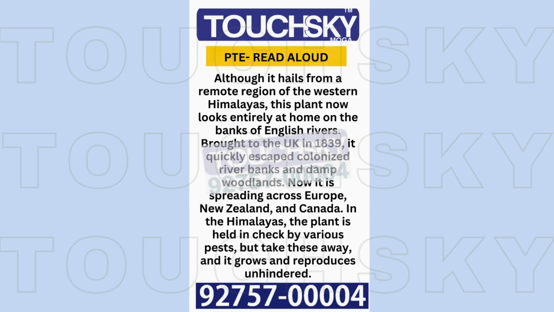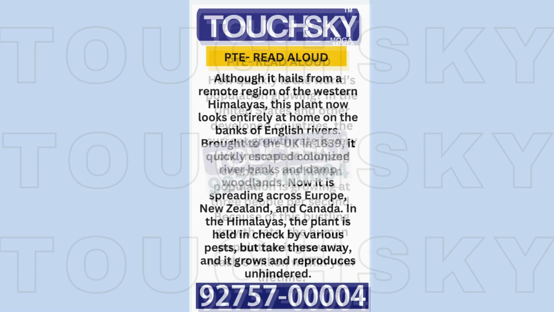Although it hails from a remote region of the western Himalayas, this plant now looks entirely at home on the banks of English rivers. Brought to the UK in 1839, it quickly escaped, colonized riverbanks and damp woodlands. Now it is spreading across Europe, New Zealand, and Canada. In the Himalayas, the plant is held in check by various pests, but take these away and it grows and reproduces unhindered.